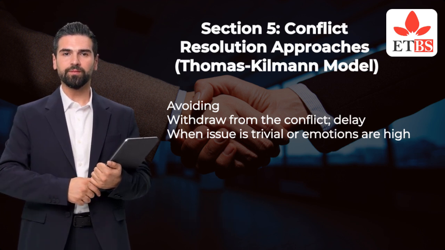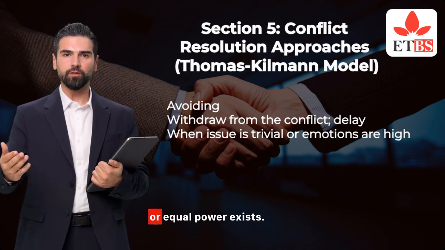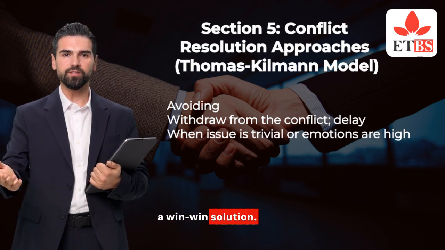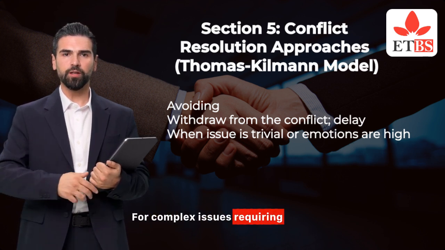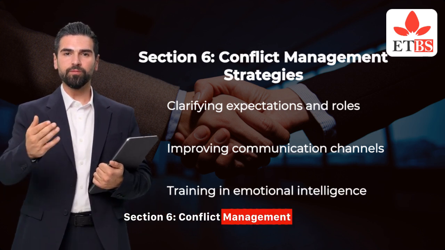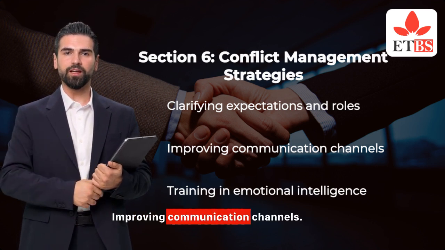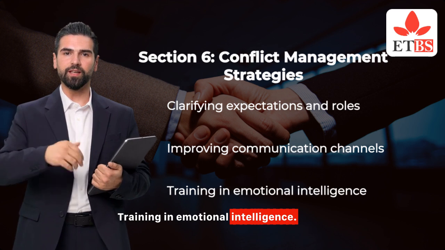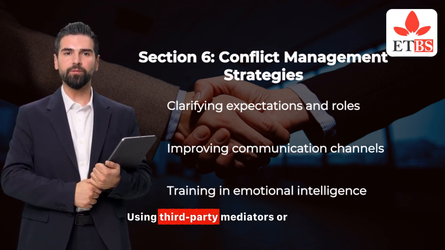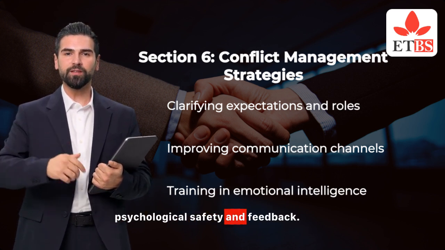Compromising: each party gives up something to reach a middle ground, when time is limited or equal power exists. Collaborating: work together to find a win-win solution for complex issues requiring mutual ownership. Section 6. Conflict management strategies: clarifying expectations and roles, improving communication channels, training in emotional intelligence, revising organizational structures or policies, using third-party mediators or arbitrators, creating a culture of psychological safety and feedback.